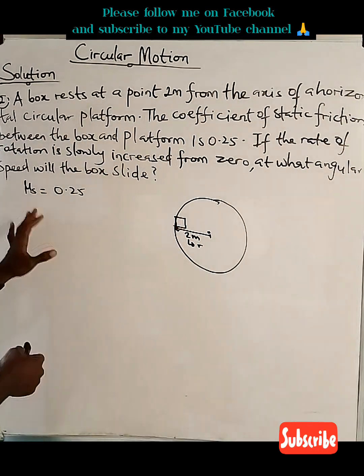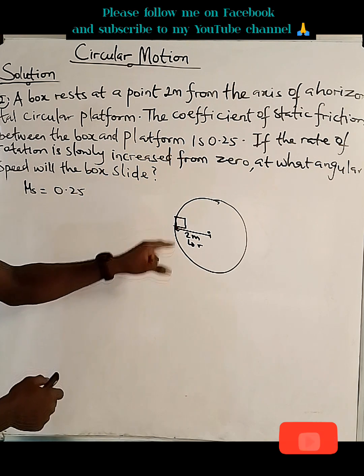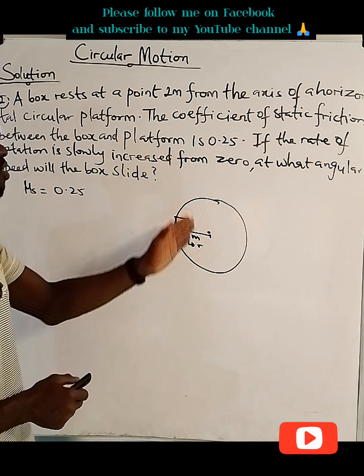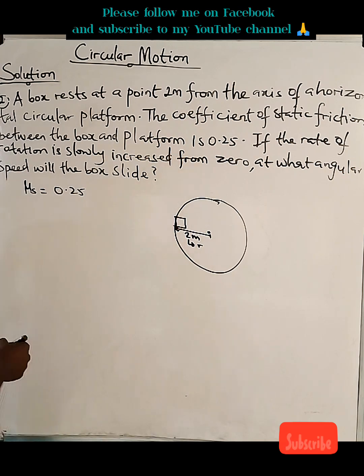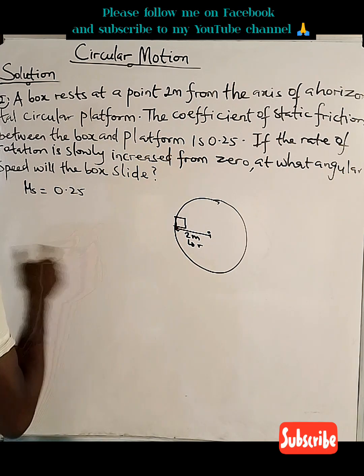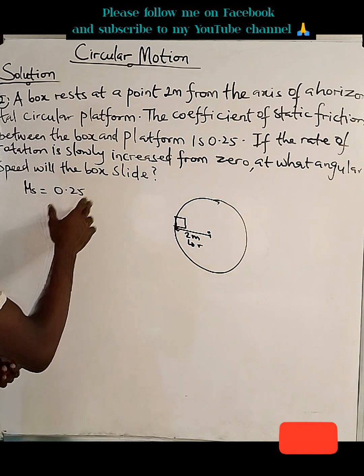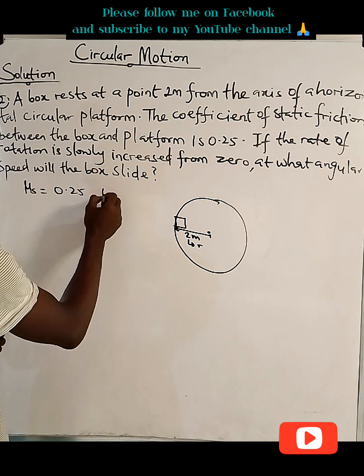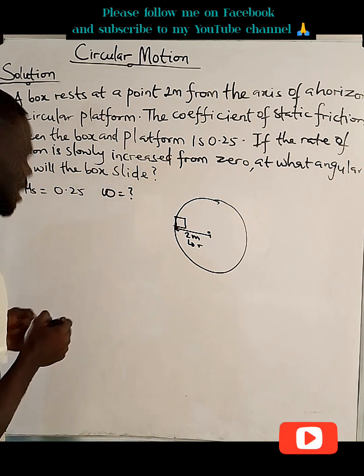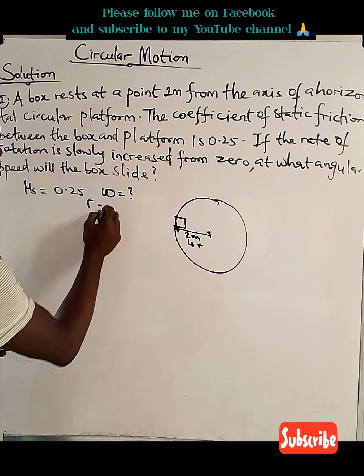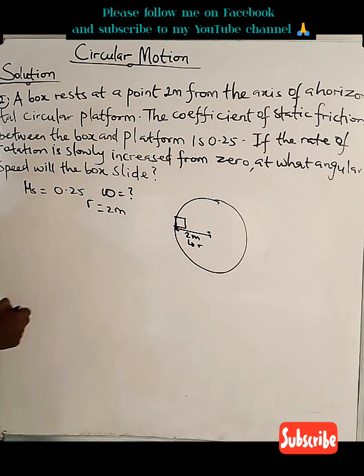So we have the static friction coefficient to be 0.25. We have the box 2 meters away from the center of this horizontal circular platform. Don't forget, the question says the rate of rotation is slowly increased from zero, at what angular speed will the box slide? So we are looking for the angular speed. That's what we're looking for. We already have the radius, which is 2 meters. So how do we get this?